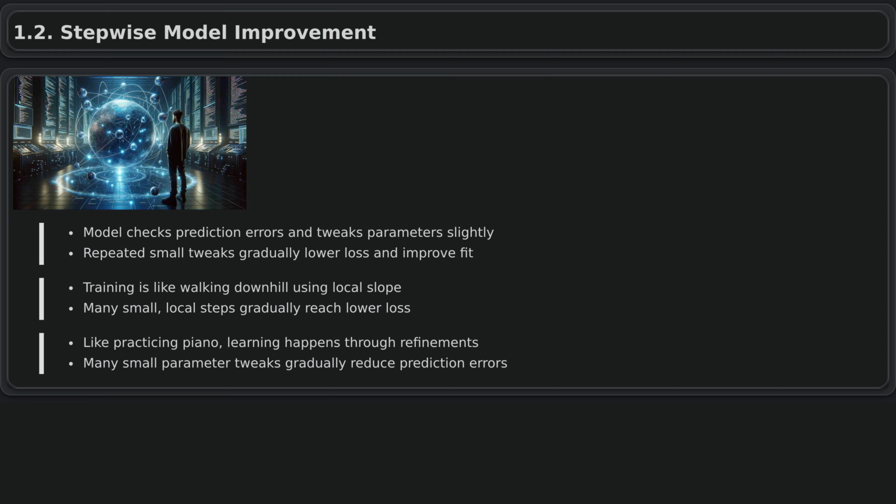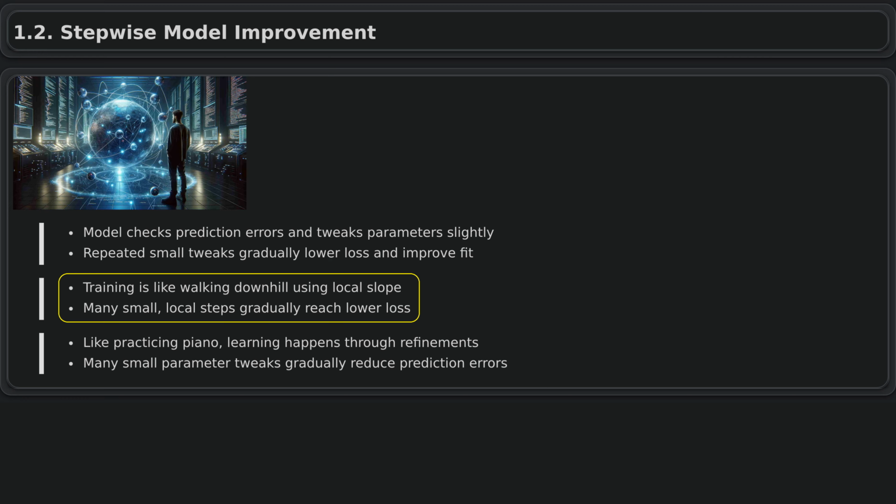Stepwise model improvement. During training, a model improves by repeatedly checking how wrong its predictions are and adjusting its internal parameters. It starts with initial settings, makes predictions, and compares them to the correct answers to compute a loss, which measures its error. The training process then changes the parameters slightly in the direction that reduces this loss. By repeating this cycle of prediction, loss calculation, and adjustment many times, the model gradually fits the data better.